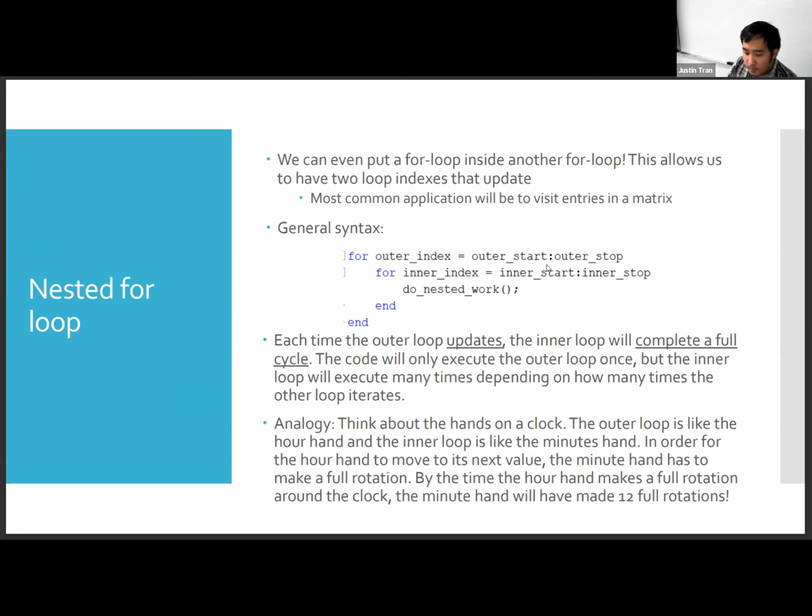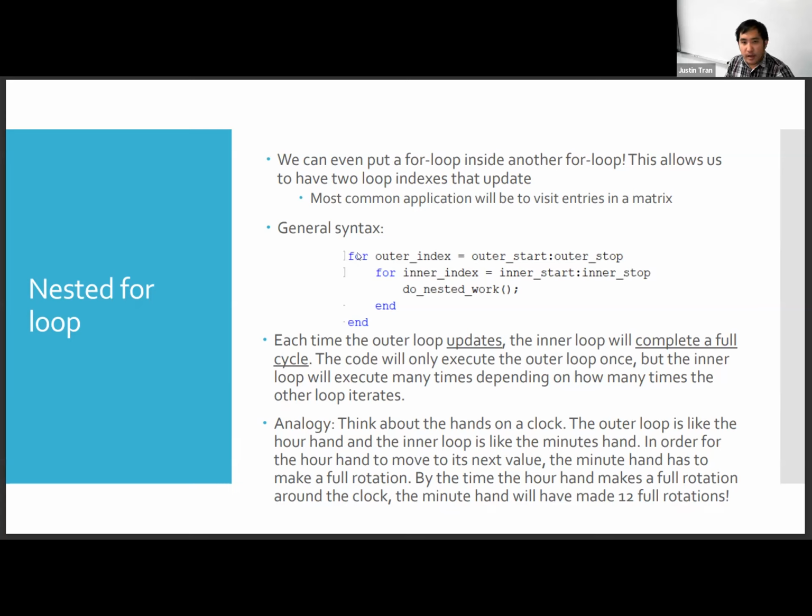You're not limited to just having one for loop by itself. You can put a loop inside a loop, for lots of loopy fun. This is really useful because in the last example, we used a loop to visit every entry in a vector, a one-dimensional construct. You can use a nested for loop to visit every entry in a two-dimensional construct, like a matrix. The syntax is like this.